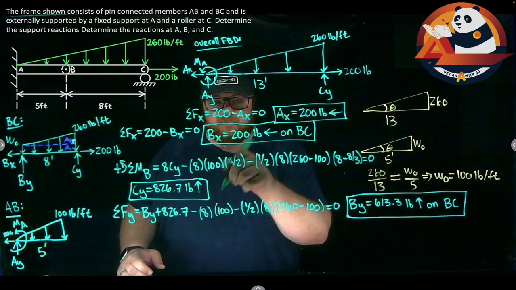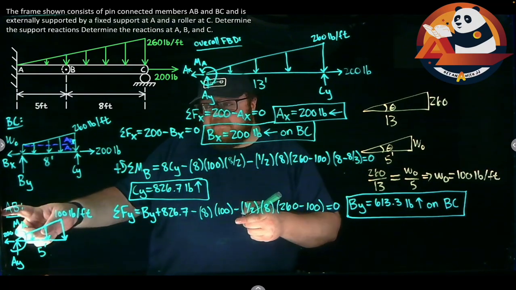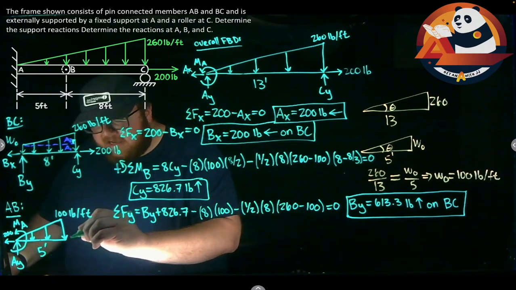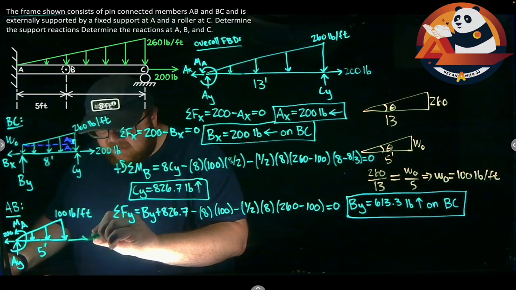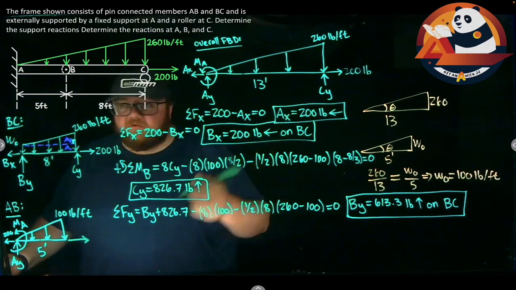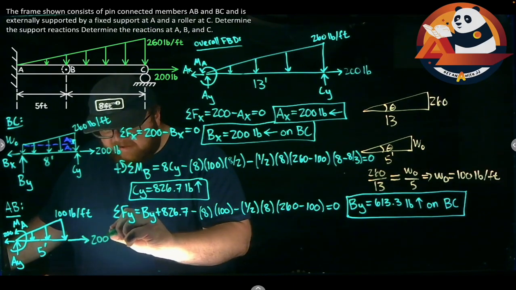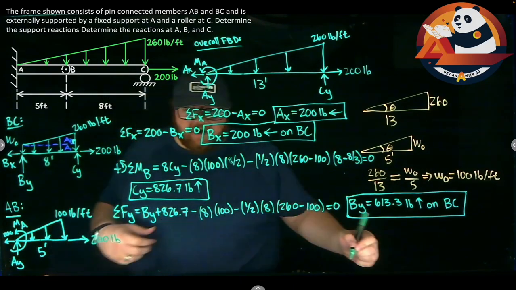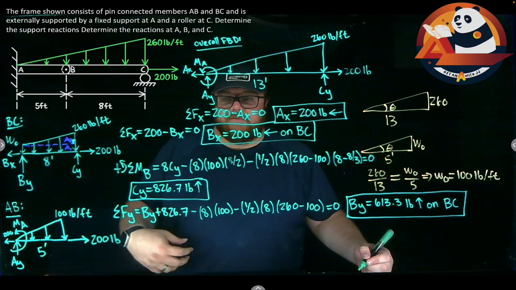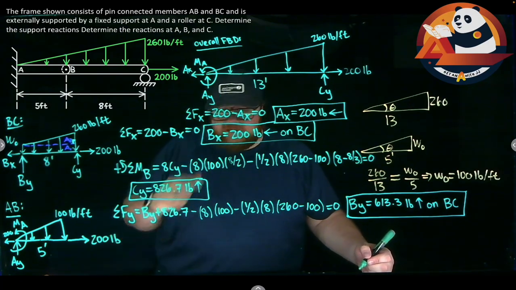We had BX was to the left on BC. We've now moved to a new connection point. It should be equal and opposite. So instead of going to the left, it's going to the right. That's the opposite. But equal, it's still 200 pounds. For every action, there's an equal and opposite reaction. We're just applying Newton's laws here.